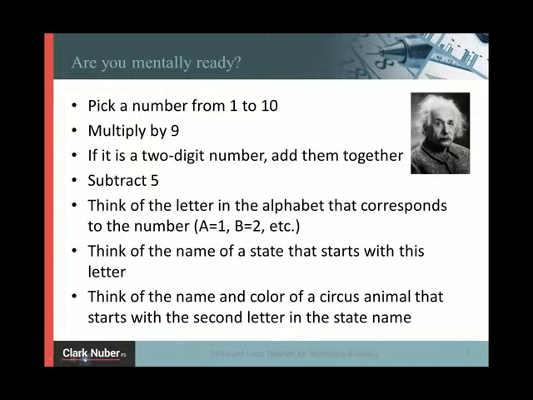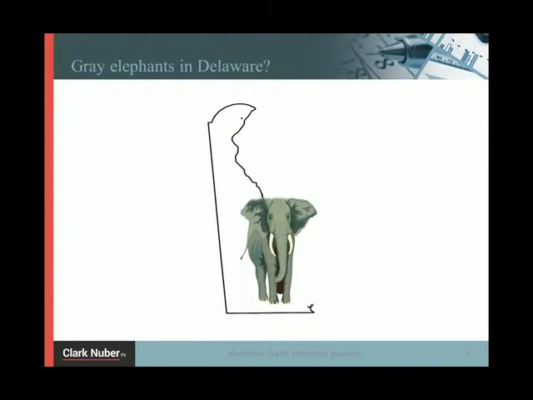So this is going to determine whether or not we're all on the same page and ready to embark on our discussion of state and local tax. So if your animal was a gray elephant in Delaware, then you can consider yourself tuned in and appropriately calibrated for this discussion.